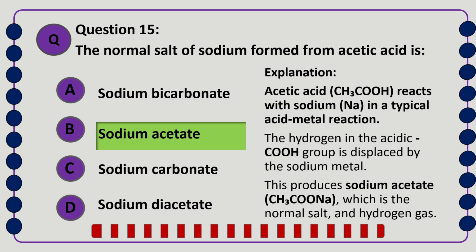So the hydrogen in the acetic acid is displaced by sodium metal. This produces sodium acetate, that is CH3COO, H is replaced by Na, so it is CH3COONa, which is a normal salt, and hydrogen gas is released. Students, one Diwali bonus, so one more question. Normally I give only 16 questions, but one more question I'll share with you.